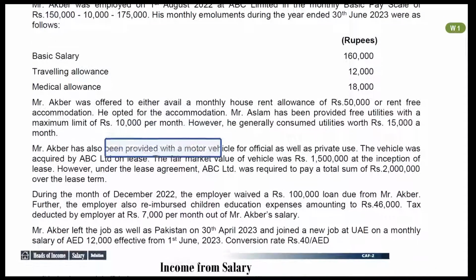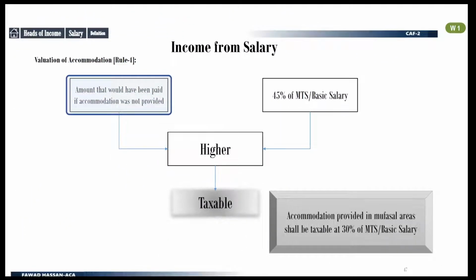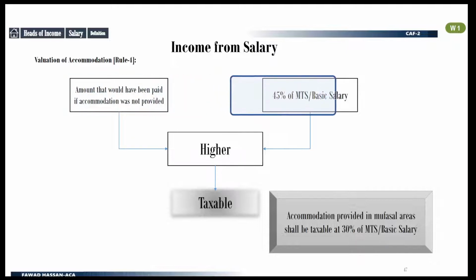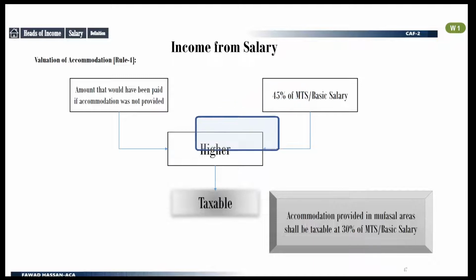Recall notes slide. Accommodation is valued by comparing 2 figures. First is the amount which would have been paid if accommodation was not provided. Here this amount will be the house rent allowance of rupees 50,000 per month. Second amount will be computed at 45% of MTS or basic salary. Please note that if both MTS and basic salary is given in question, then MTS will be used. The higher of these 2 will be treated as taxable salary income. Let's calculate these amounts in working.